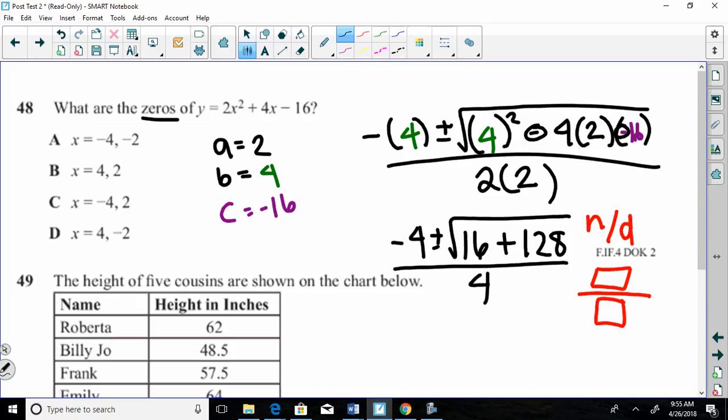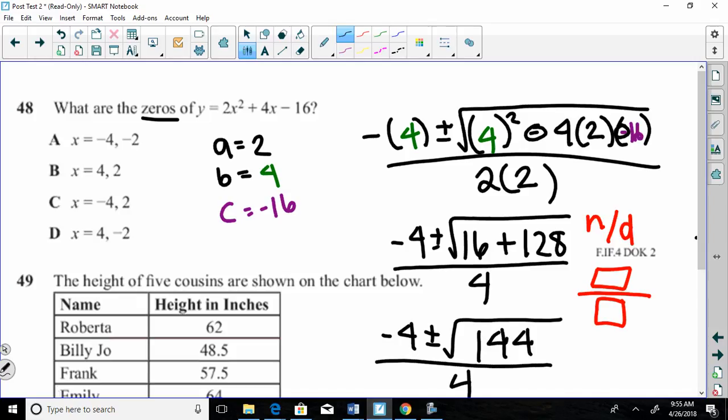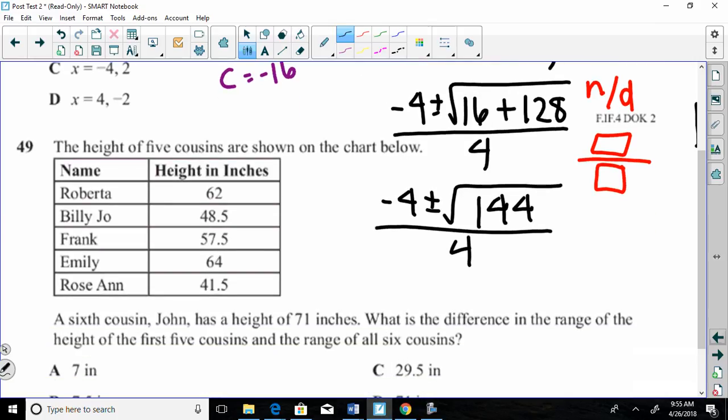So remember, you can do it in your calculator easily. This is just in case it's a non-calculator question. Negative 4 plus or minus. What is 16 plus 128? 144. All over 4. What is the square root of 144? 12.